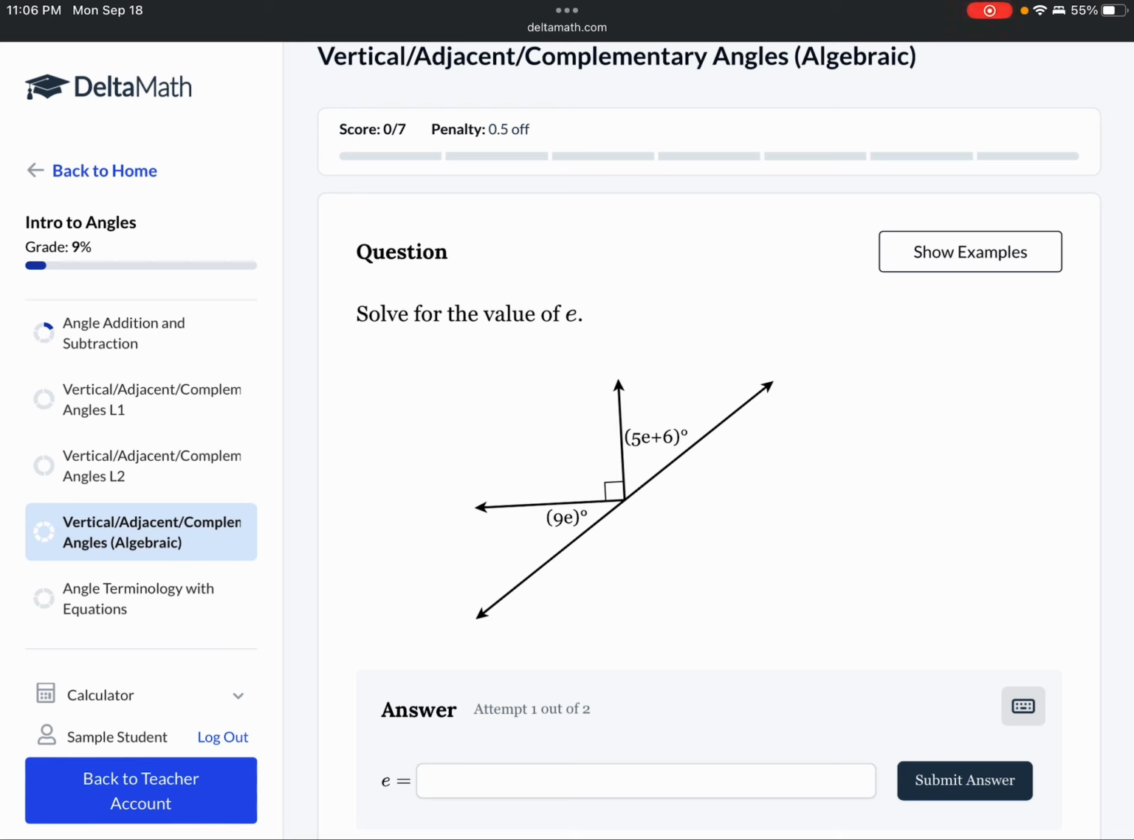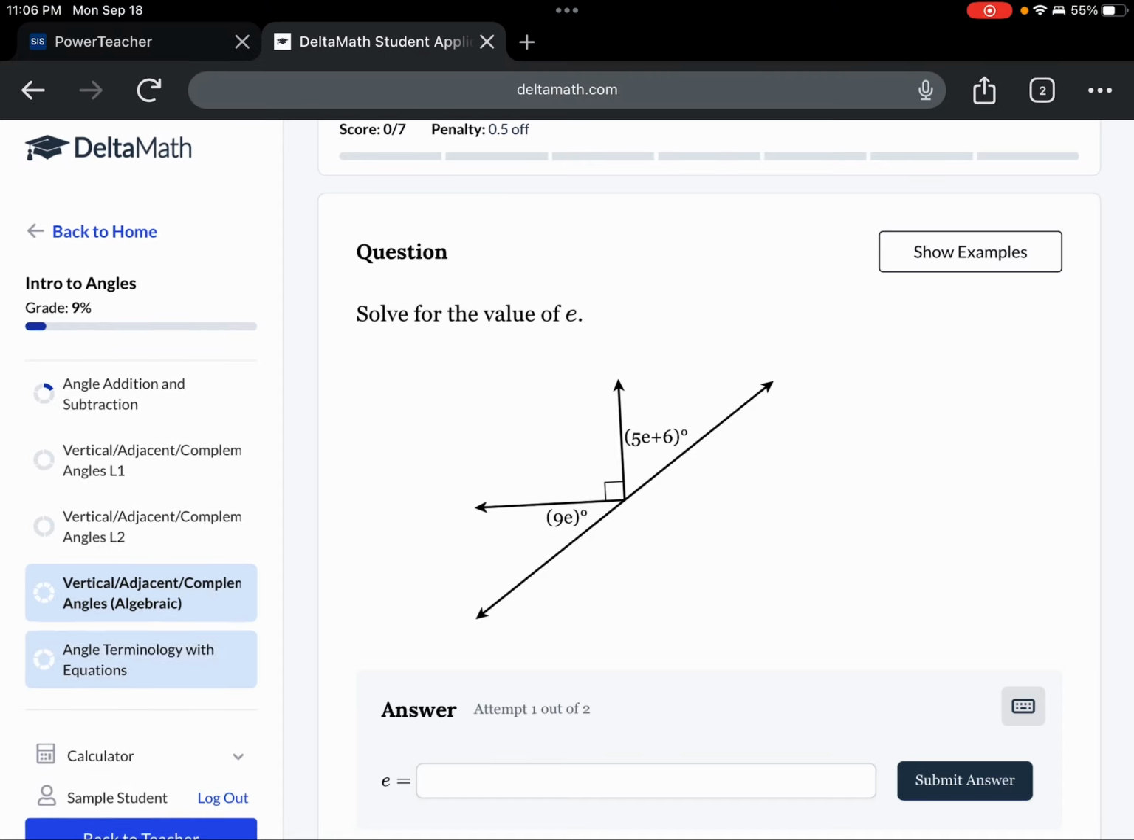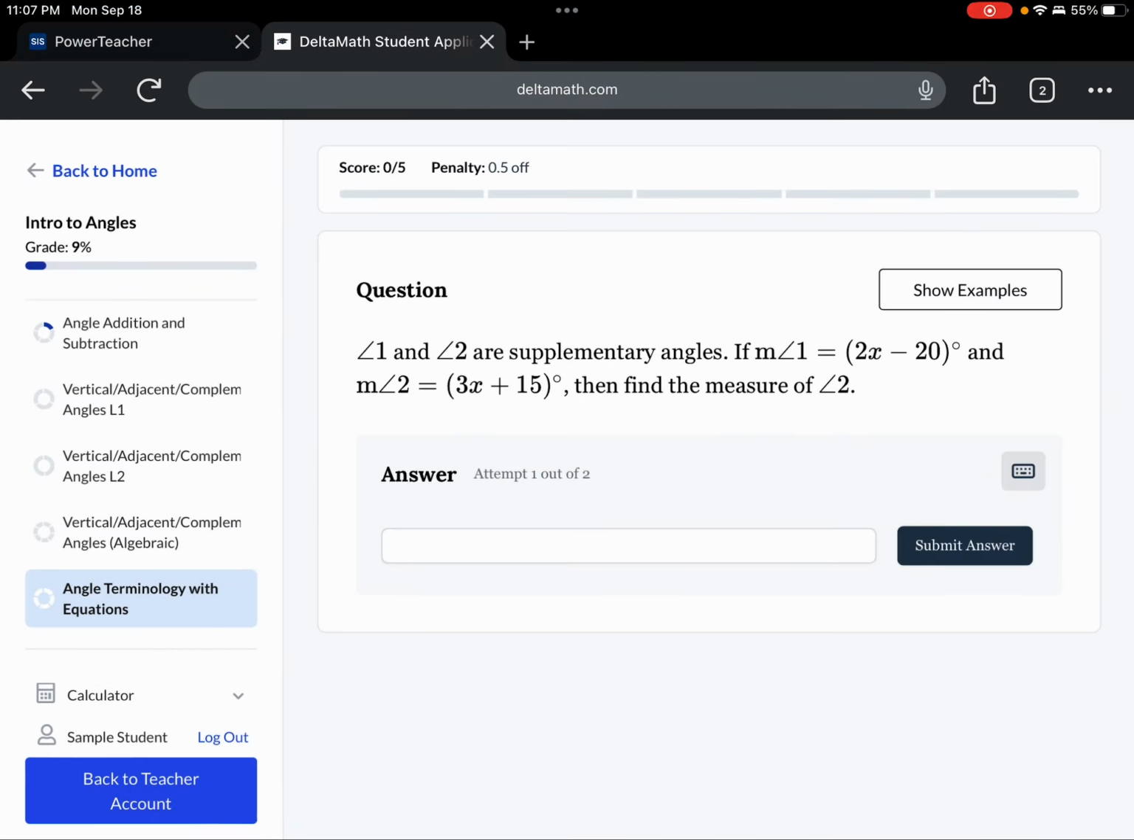The last one is angle terminology with equations. This is going to look like several questions that you saw in the packet where it does not give you a drawing. I believe the questions that we did in the packet said complementary for all of them. This one will give you supplementary, it may give you vertical, it may give you complementary. And you just have to remember what those words mean. Supplementary here says, here are two angles that add to equal 180 degrees, so congratulations. Angle 1 plus angle 2 will equal 180 degrees.